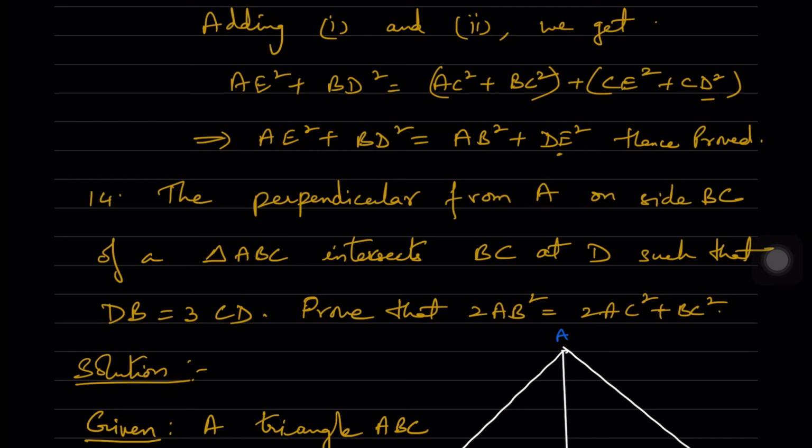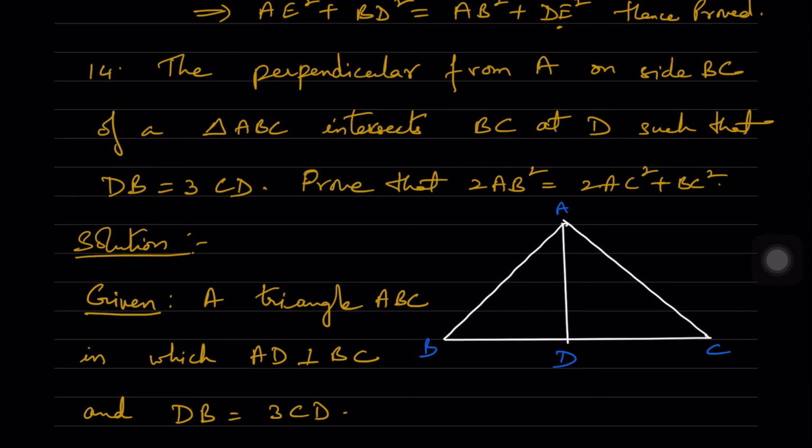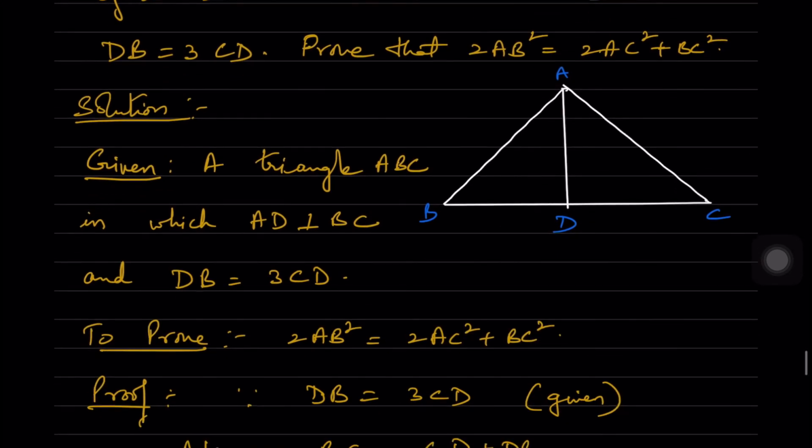Now the 14th question: the perpendicular from A on side BC of a triangle ABC intersects BC at D such that BD is equal to 3CD. Prove that 2AB square is equal to 2AC square plus BC square. So now here, given a triangle ABC in which AD is perpendicular to BC and DB is equal to 3CD, we have to prove that 2AB square is equal to 2AC square plus BC square.